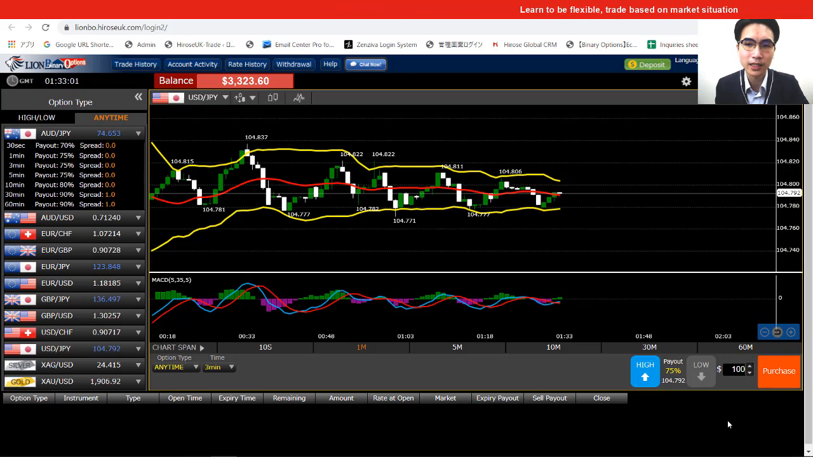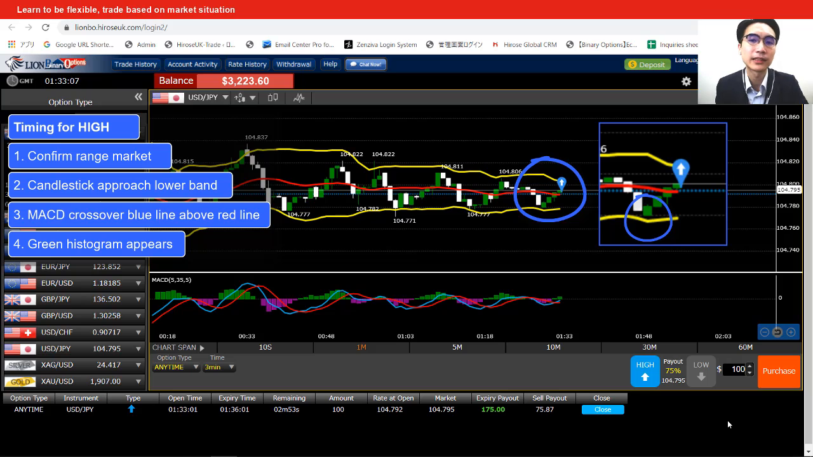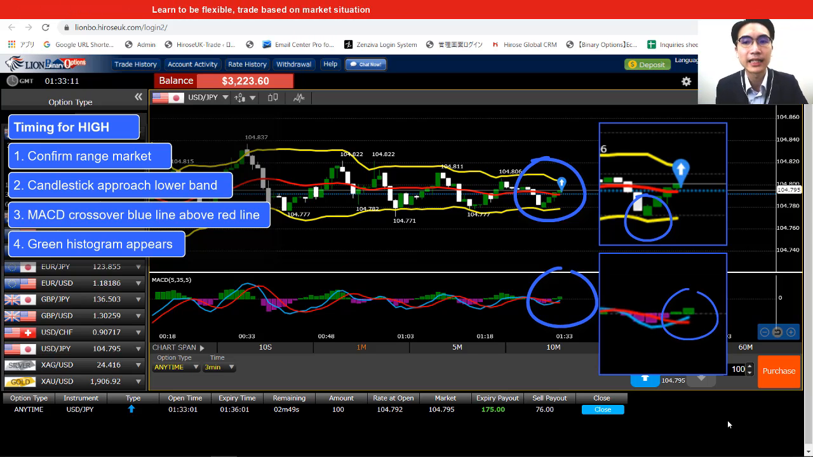Okay, so I will place a trade there. In here I placed it at high, because the candlestick touches the lower band. After that I move on to the MACD, and now I see that the two lines in MACD crossover, the blue line is above the red line, and at the same time I did have a green histogram. That's why I opened that trade there.